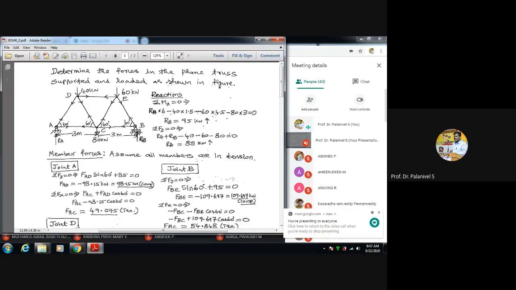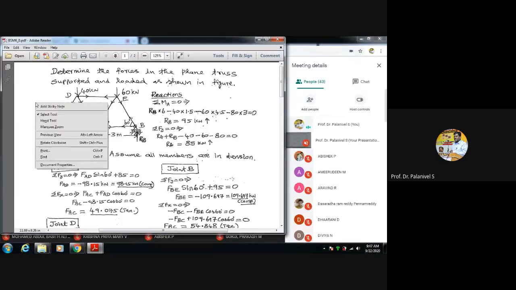Please, all of you recall the method of joints. Here, you have been given a simply supported truss, right? You have to determine the forces in the plane truss supported and loaded as shown in figure. I don't want to come in video, just audio I will teach you. You have a simply supported truss loaded with a 40 kilonewton here, 60 kilonewton at this joint, and another load 80 kilonewton acting at this joint, right here.